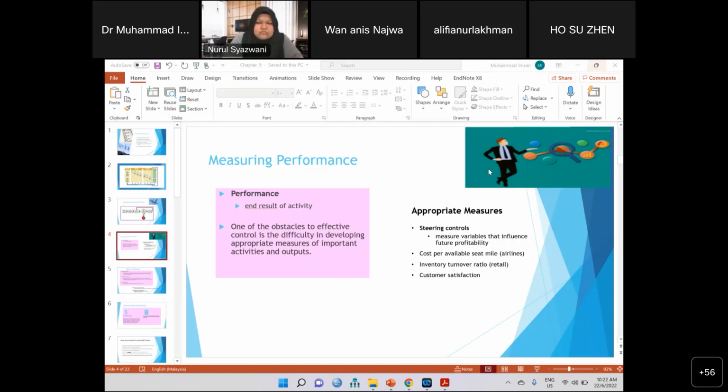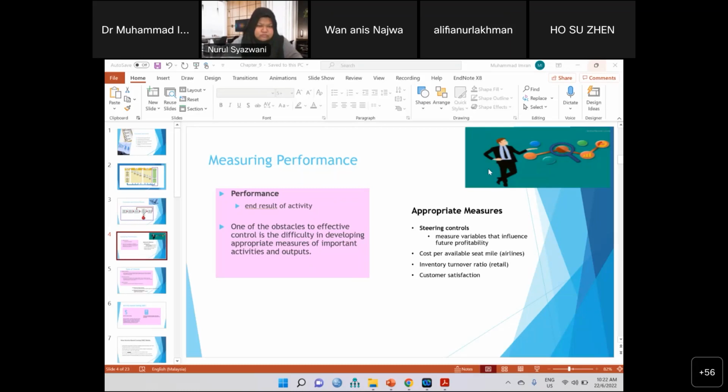And another criterion is customer satisfaction. Basically, number one steering control is cost per seat mile, number two is inventory turnover, and the third is customer satisfaction. All three steering control elements work to measure the variables that influence future profitability. These variables help companies earn maximum profit in the future.